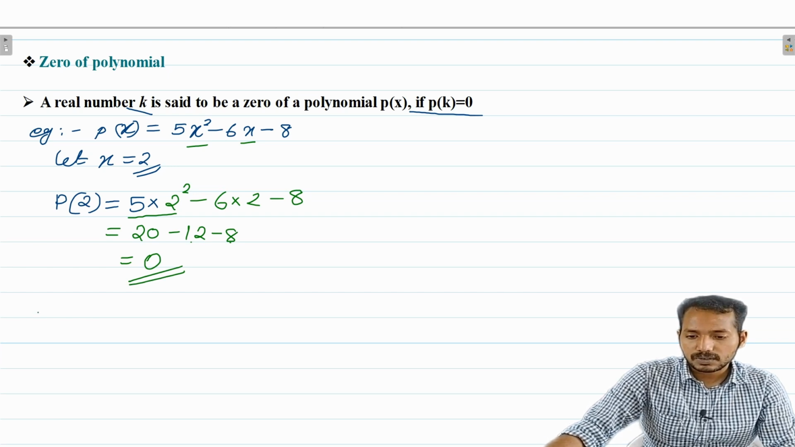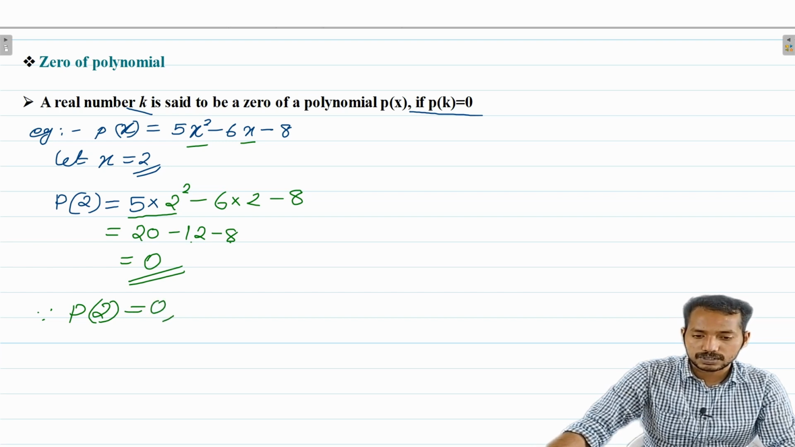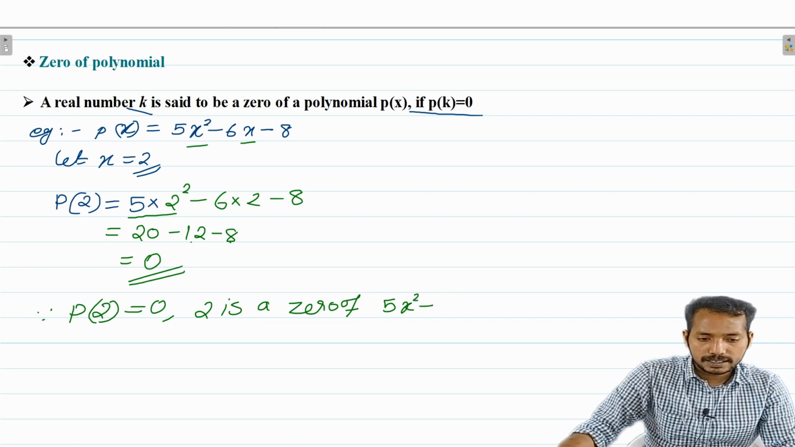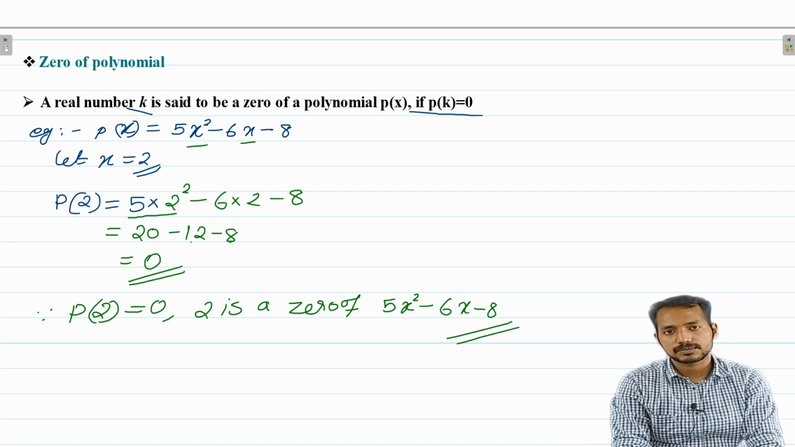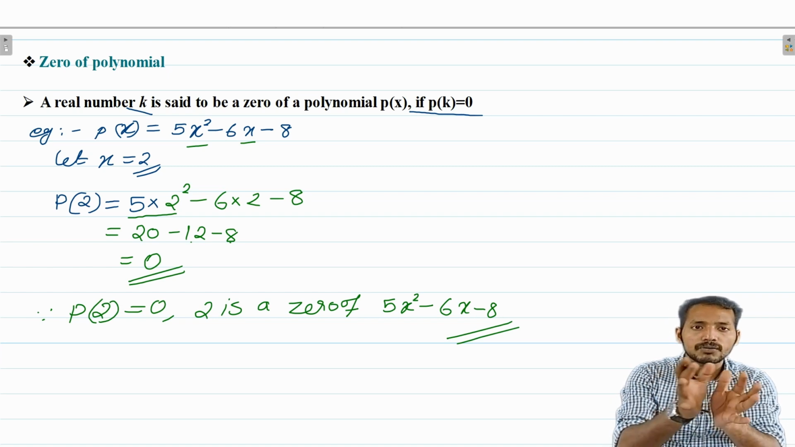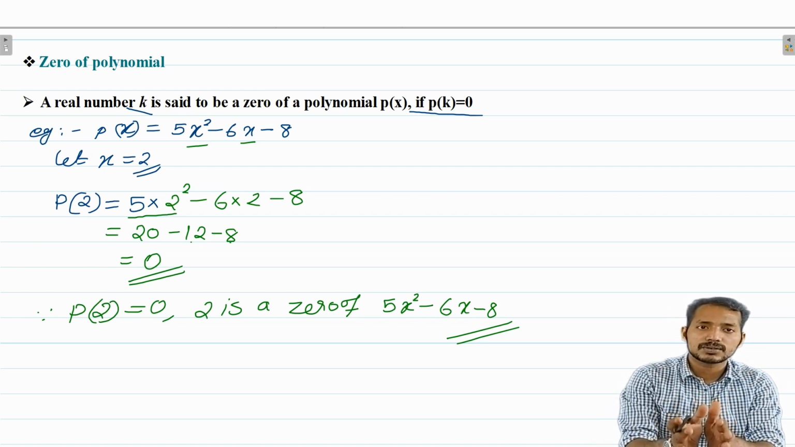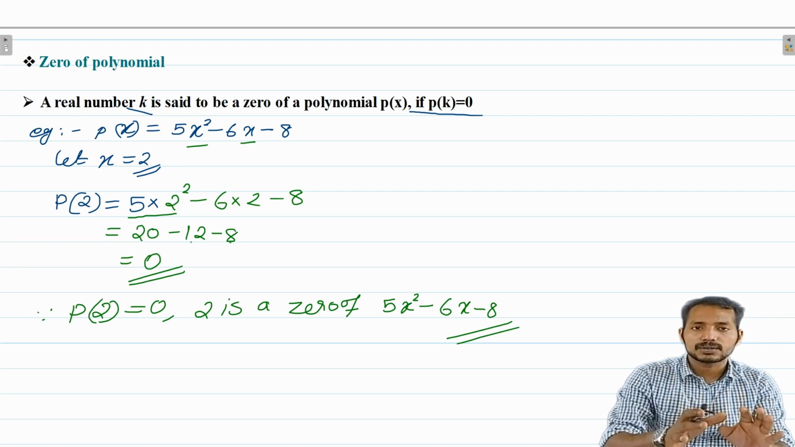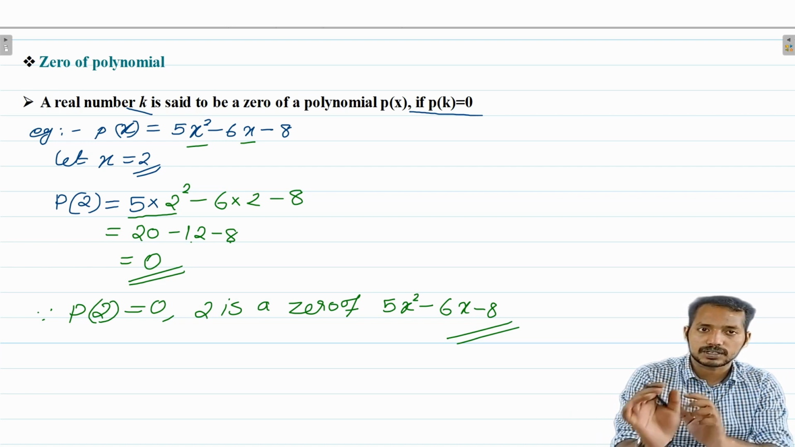So here, since p of 2 is equal to 0, 2 is a zero of 5x square minus 6x minus 8. That is very important. Clear? That means a real number k is said to be a zero of a polynomial if p of k is equal to 0. That means when we substitute that value k in the place of x, then we have to get the entire polynomial as equal to 0.